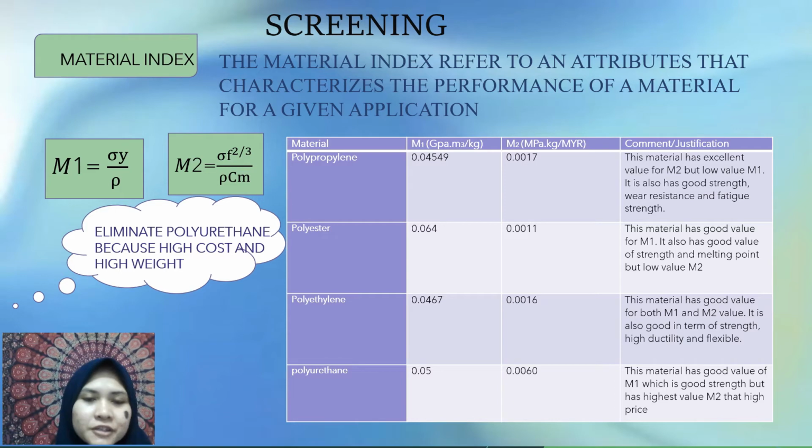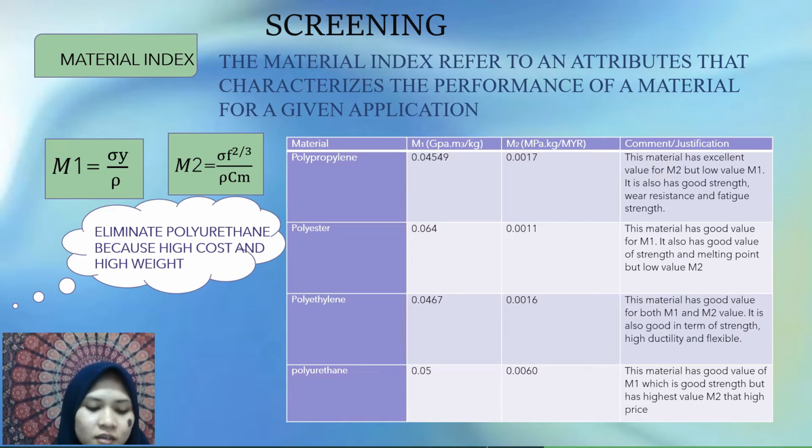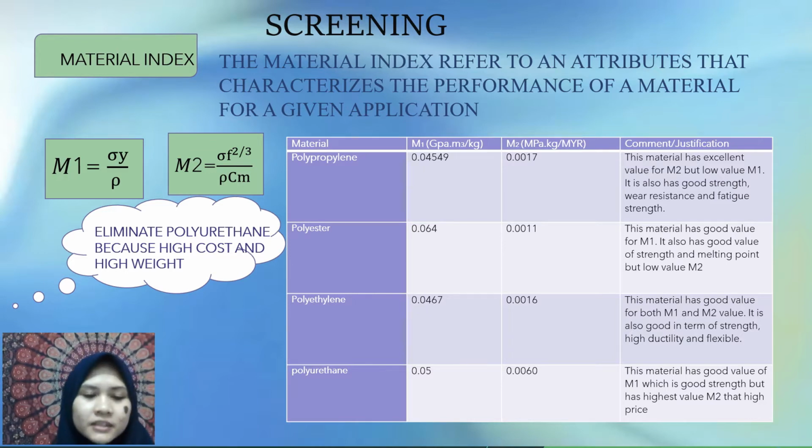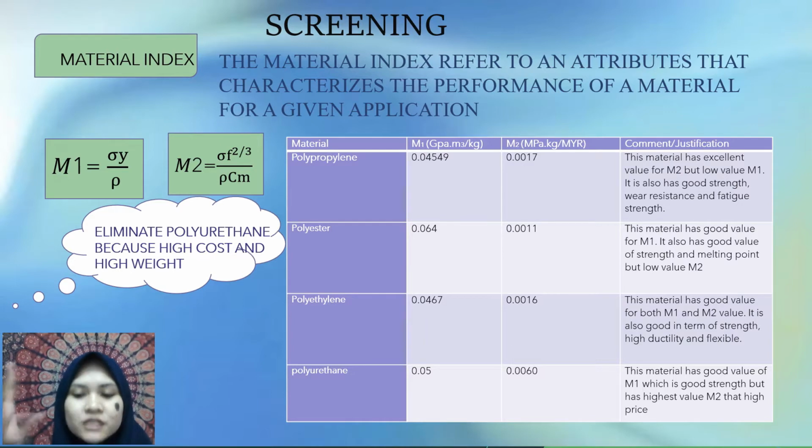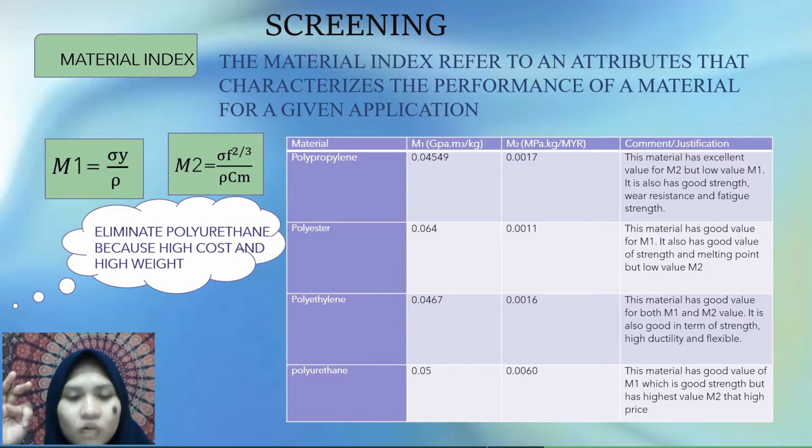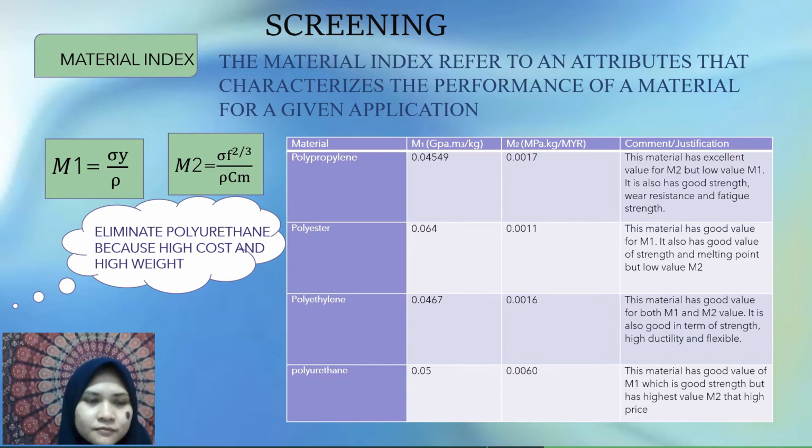The next step is the screening process. It is based on the constraint. The screening process function is to eliminate the materials that do not fulfill all the material criteria. Firstly, we determine the material index. The material index is based on the objective, which is to minimize weight and to minimize cost. And we get the two equations, M1 and M2.